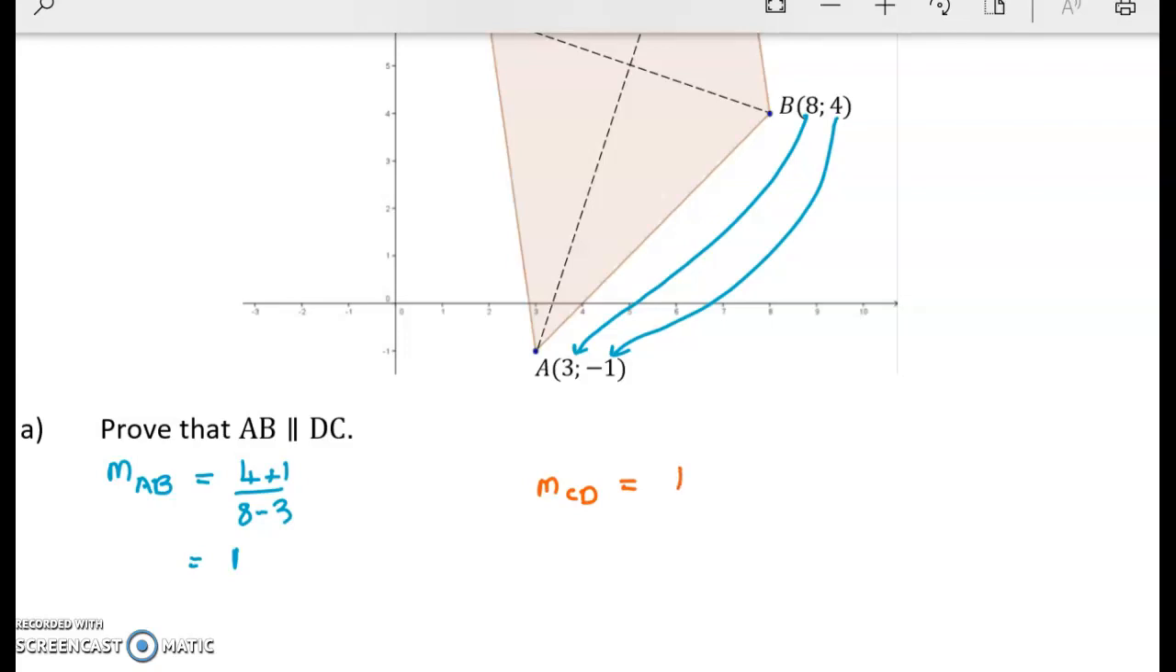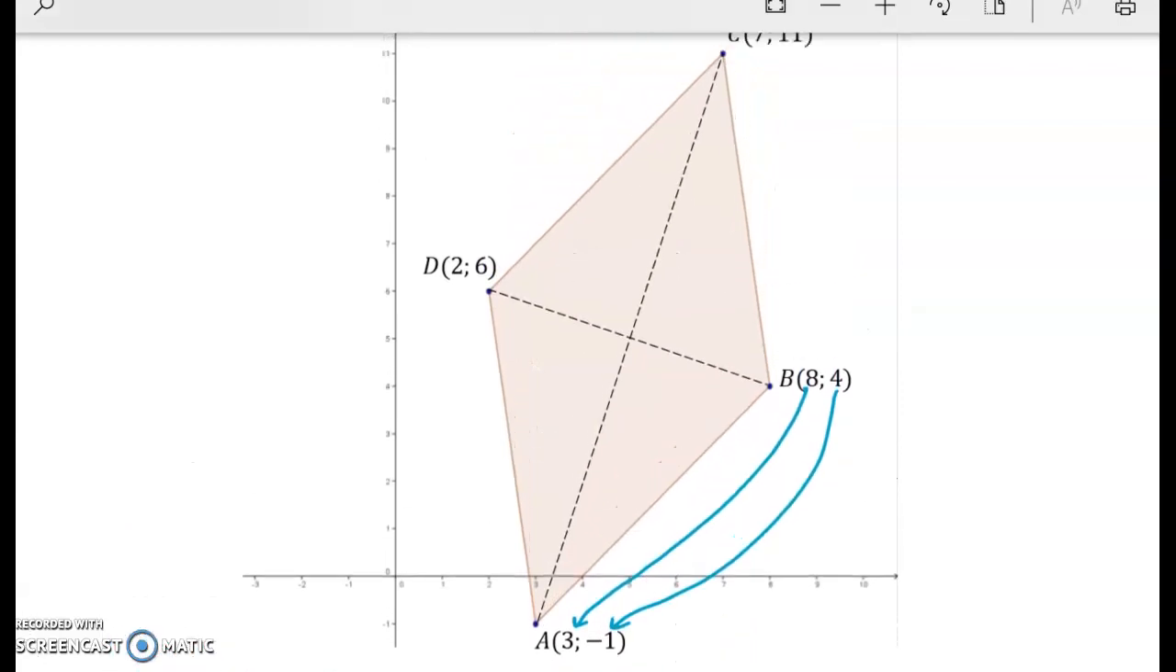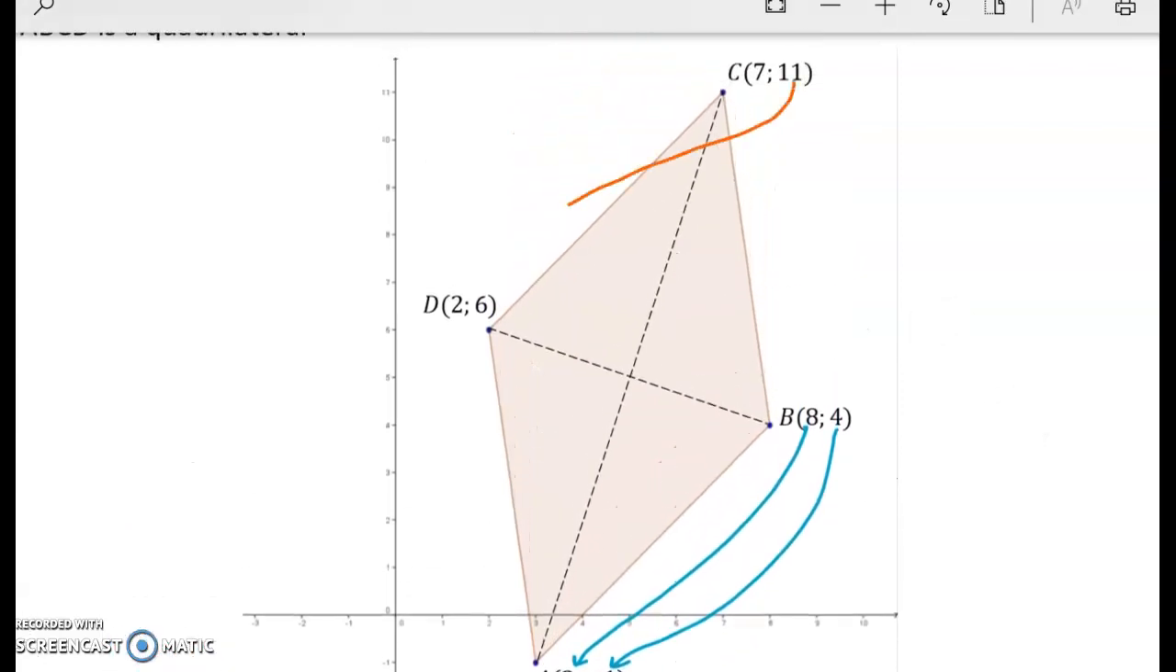Coordinates of C: the y coordinate is 11 minus 6 over the change in y, which means 7 minus 2. So if you go back and look at the picture, if I just scroll back up quickly, you'll see it's 11 minus 6 and 7 minus 2.